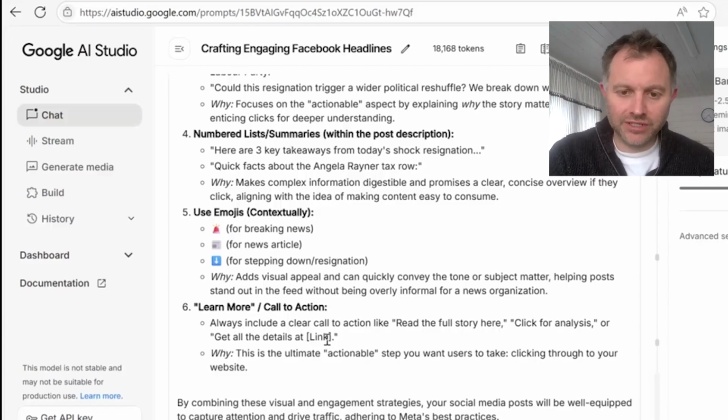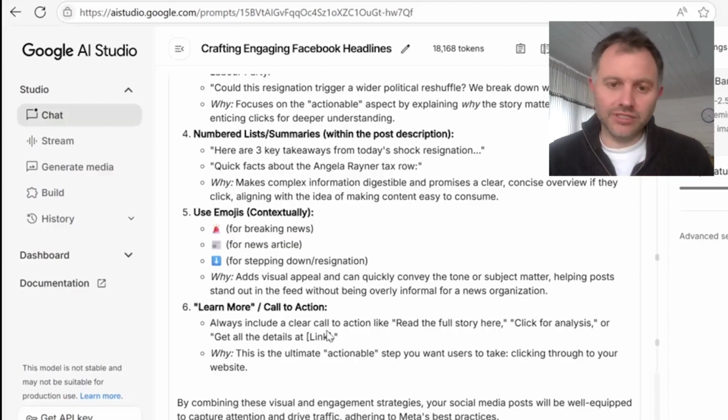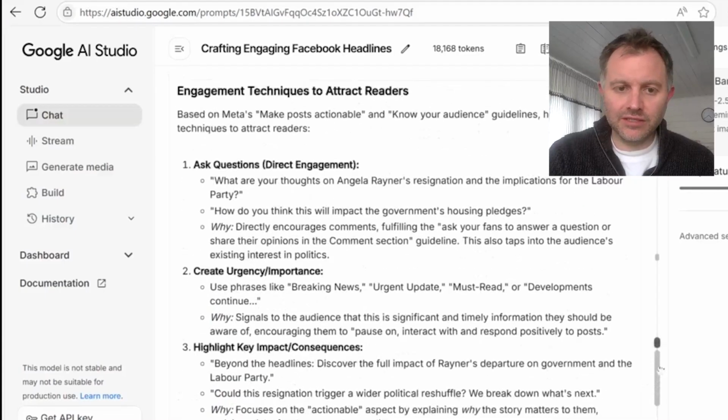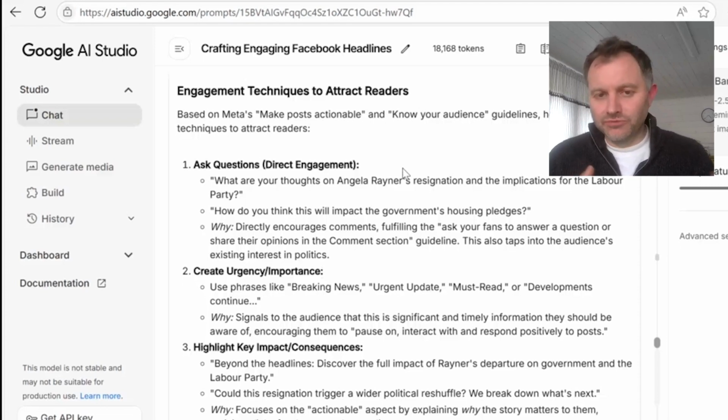And these calls to action at the end, read the full story here, click for the analysis, or get all the details at, and that basically encourages your audience to engage with the story in more depth, encourages them to click through to your website, which is obviously really important as a journalist, because that drives that traffic into those platforms. So you can get quite a lot of detail. Like I say, I think the first suggestion here about asking your audience direct questions would be really useful as well, because it really drives that engagement around the story, and that's something that you would want to capitalise on if you were promoting content to it.